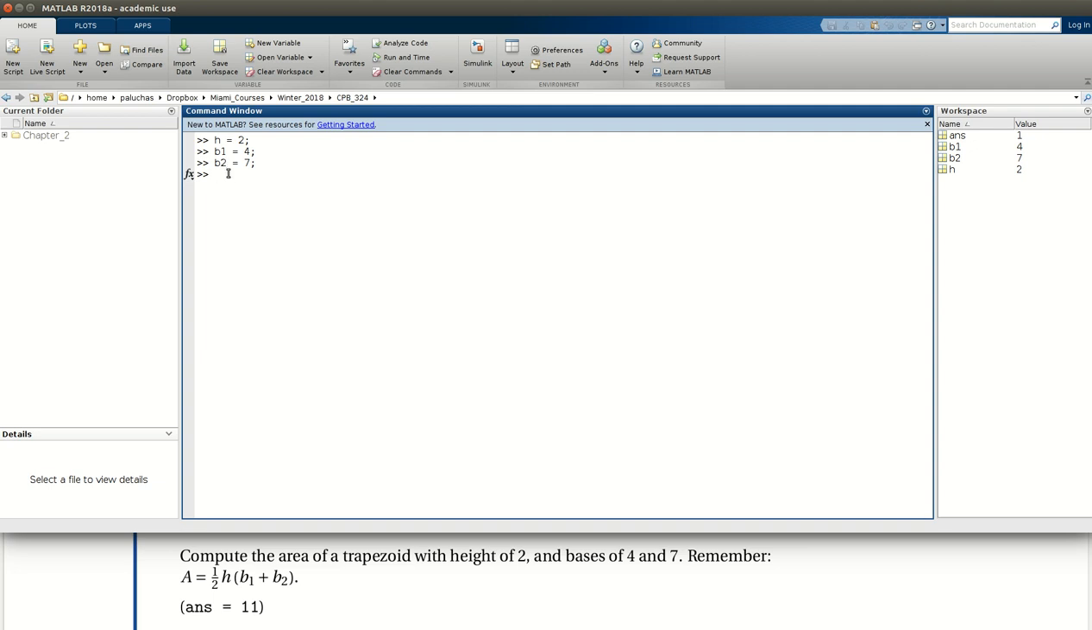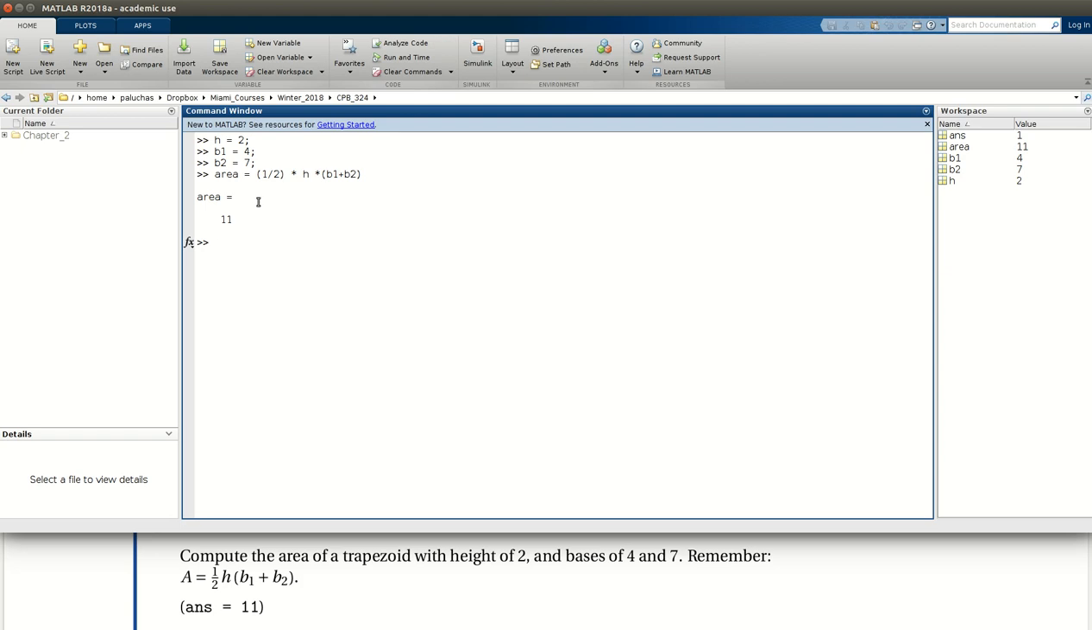Okay, excellent. So now I have my height and bases stored to variables. So now I can go ahead and calculate my area. Maybe I want to store it to variable area. And so area would be equal to 1 over 2. Okay, out of habit, I'll put in parentheses. You could use 0.5, would be just as good, times h times b1 plus b2, right? And I get an answer of 11.